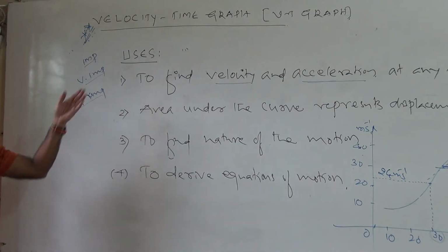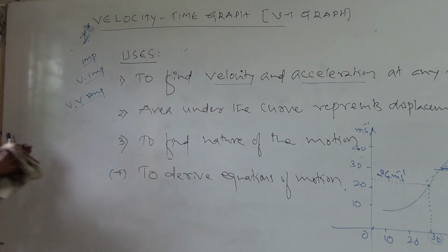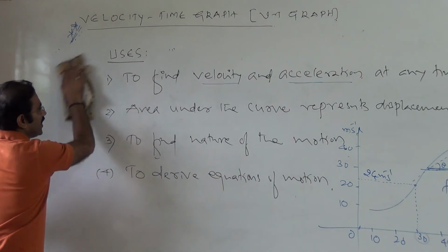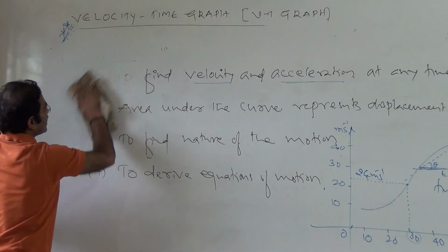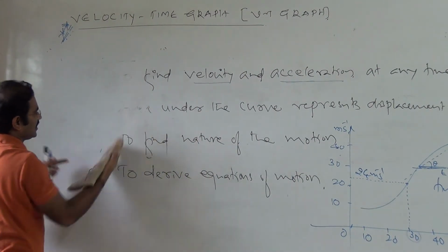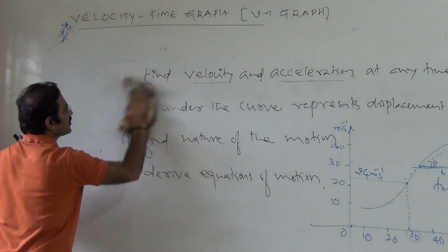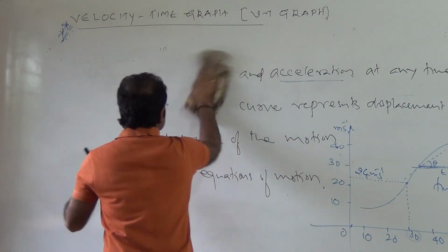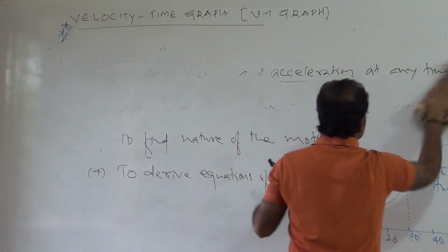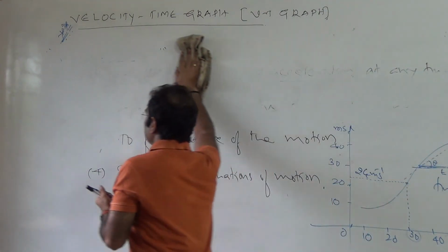So what are the uses? One, to find the velocity and acceleration at any instant, at any time. The second one is that the area under the curve represents the displacement of the particle. The third one is to find the nature of the motion.